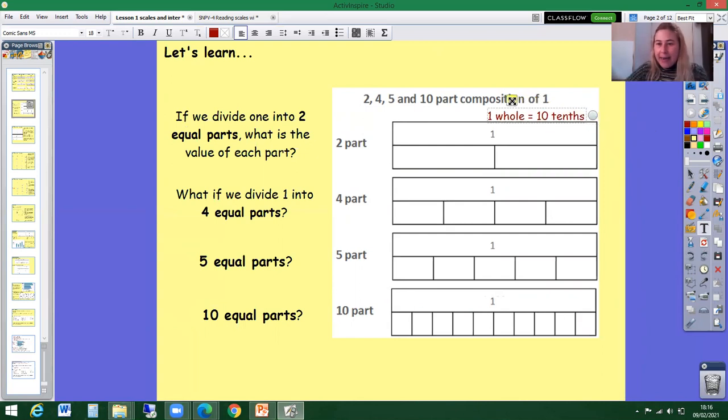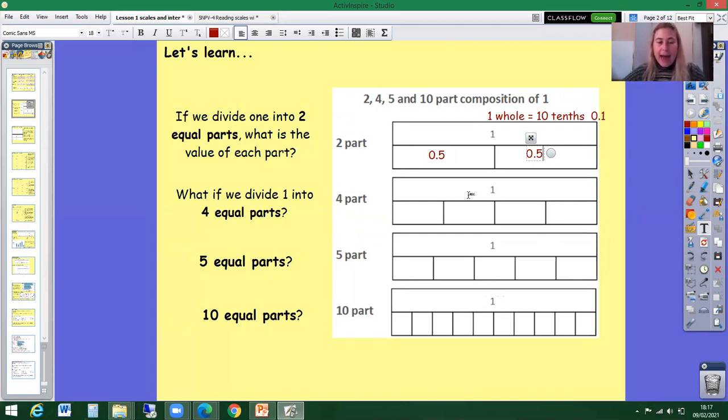And I know that I would write each tenth like this, 0.1, okay? So if I think about 1 whole as 10 tenths, and I divide my 10 tenths into 2 equal groups, I would be left with 5 tenths, wouldn't I? So 5 tenths on this side and 5 tenths on this side. 5 tenths and 5 tenths makes 1 whole, or 10 tenths. Now let's think about it.